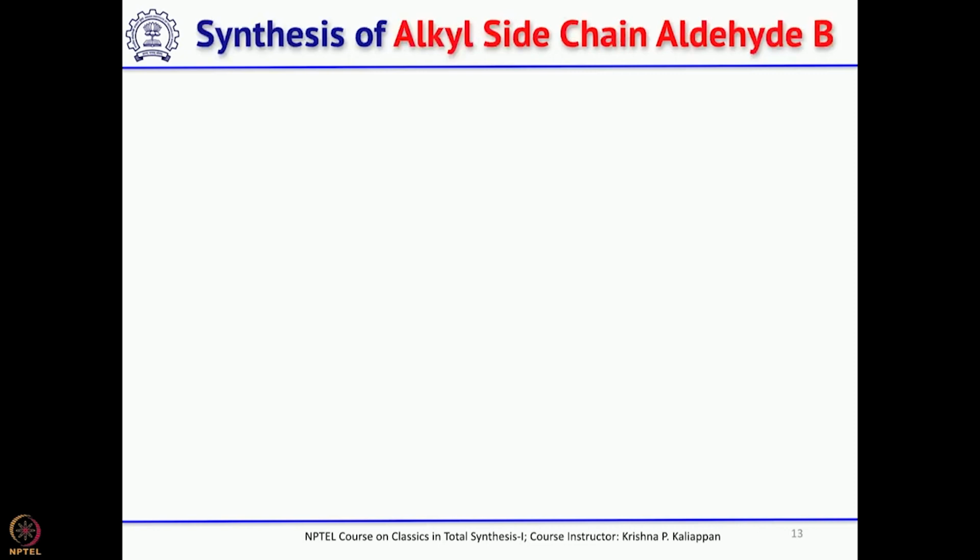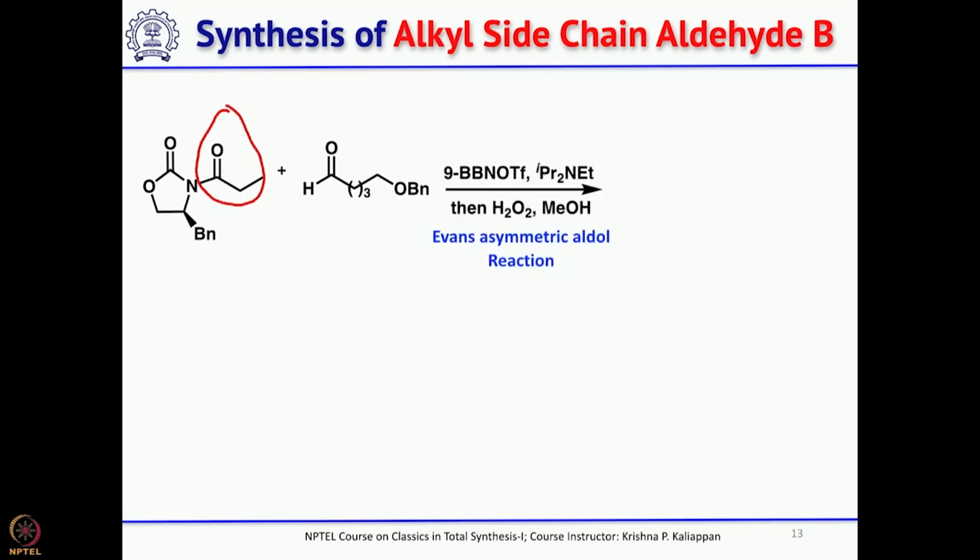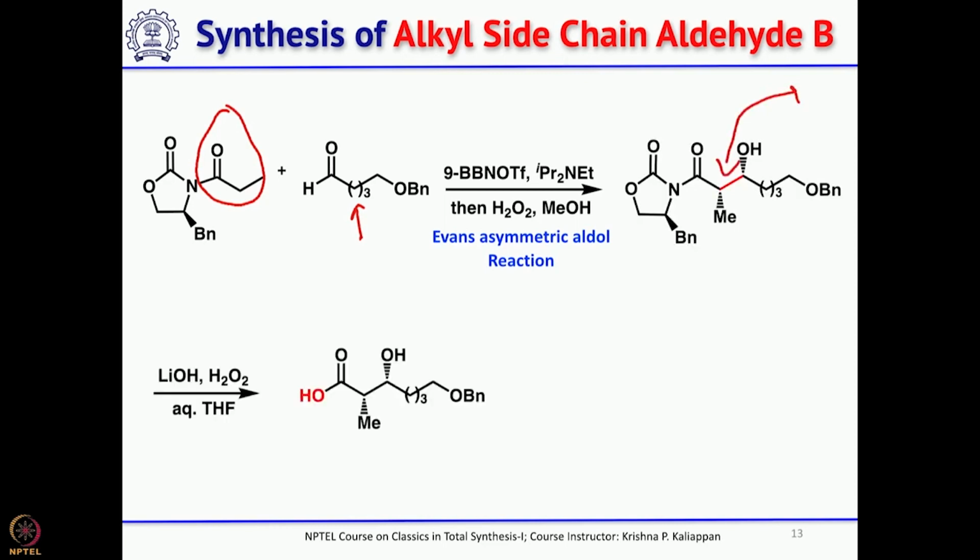Now for the synthesis of the other fragment, the aldehyde, he started with Evans chiral auxiliary and then attached the propionic acid anhydride. Then boron enolate followed by aldol reaction with this aldehyde. It's a classical Evans asymmetric aldol reaction that gave this syn aldol. Once this aldol is there, then the chiral auxiliary can be removed by treating with lithium hydroxide and hydrogen peroxide to get the carboxylic acid.